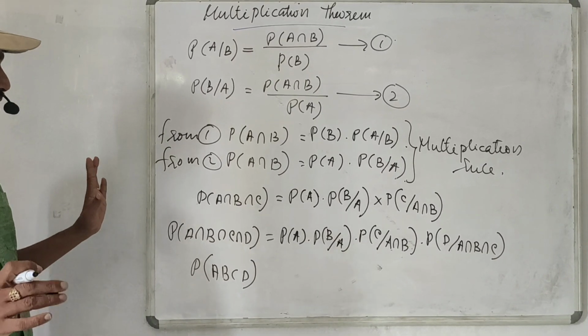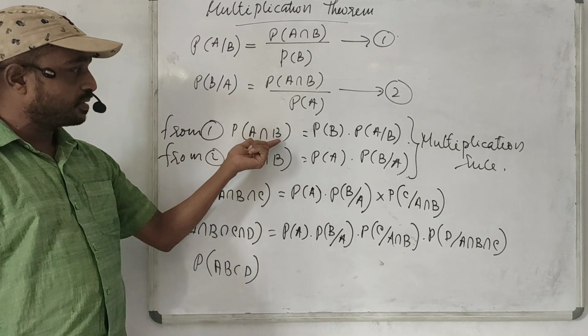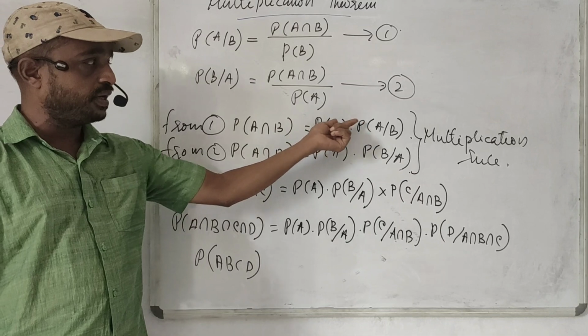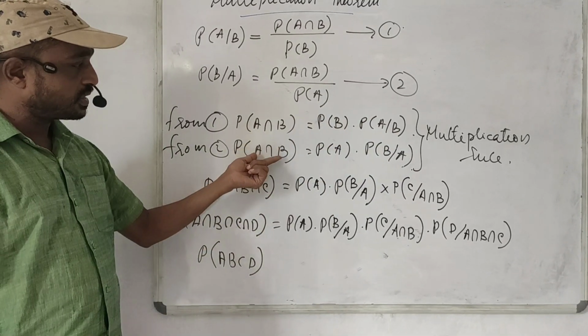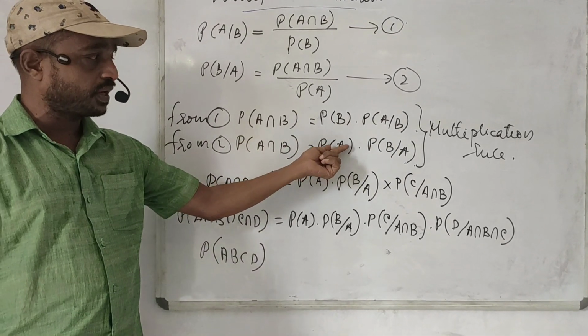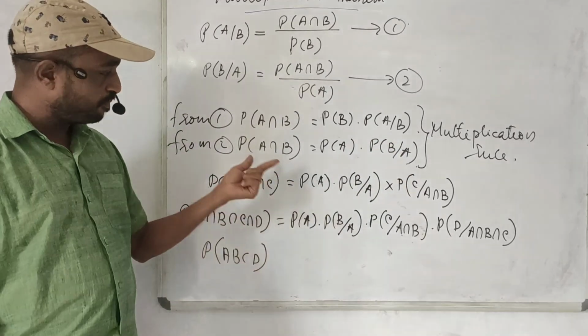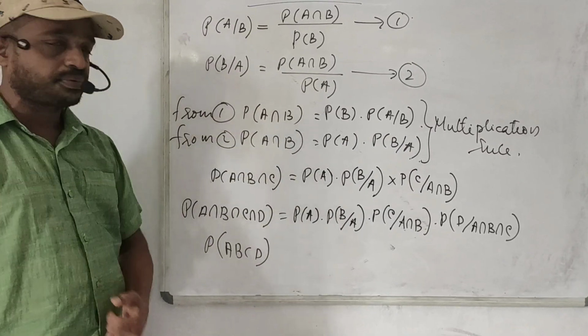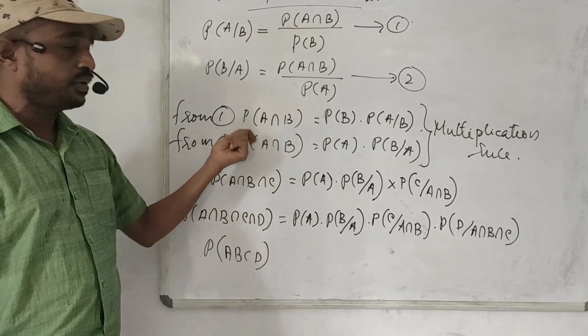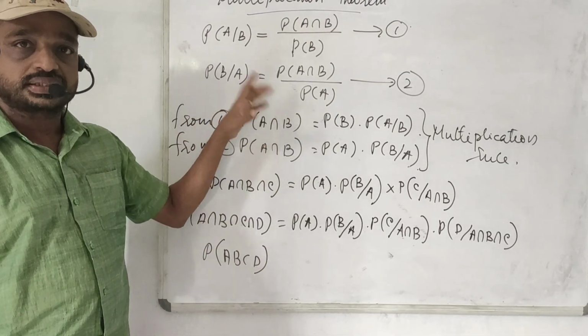So this rule is called the multiplication rule or multiplication theorem. So what is the multiplication theorem? In the case of two events, P of A intersection B is P of B into P of A given B, or P of A intersection B is equal to P of A into P of B given A. So what is the meaning of P of A intersection B? It is probability of happening both the events A and B.